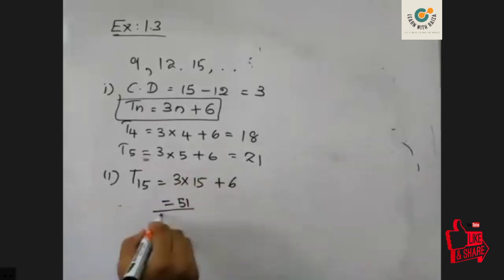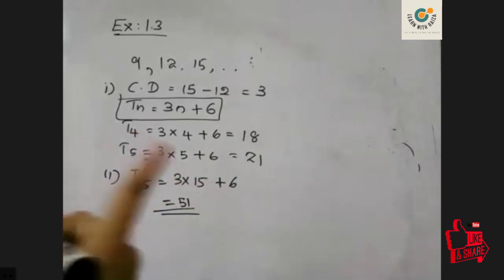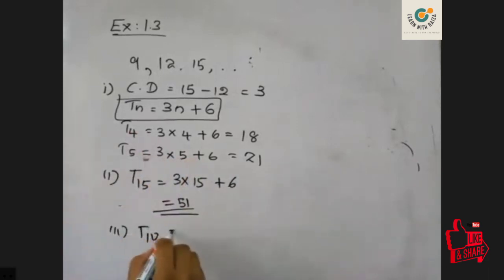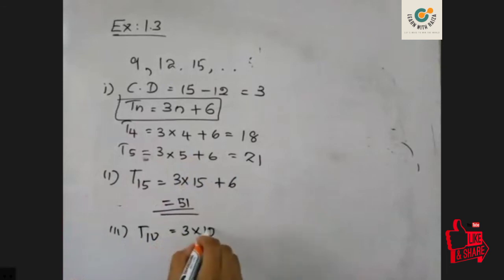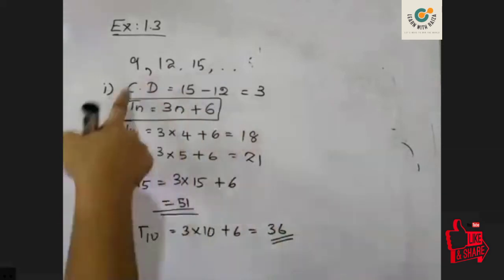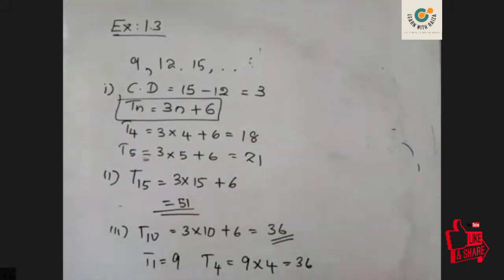51. Right. Now show that the 10th row has 4 times the number of seats in the first row. So for that, we have to find out how many are there in the 10th row. 3 times 10 plus 6. You are getting 36. 36 is 4 times the first row. Is that true? Yes. T1 is equal to 9. 9 times 4, that is 36. So it is 4 times the first row.